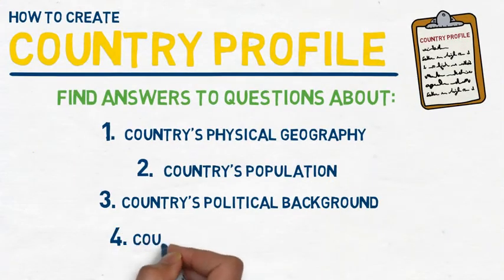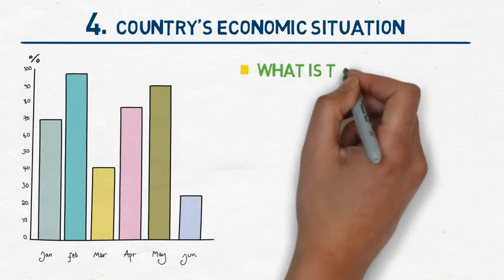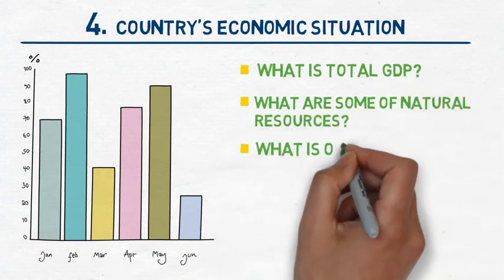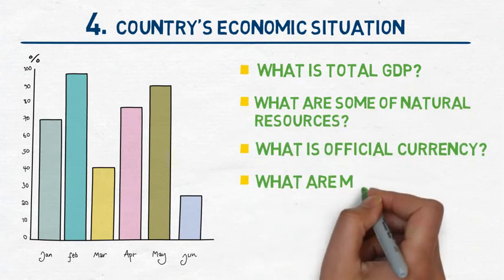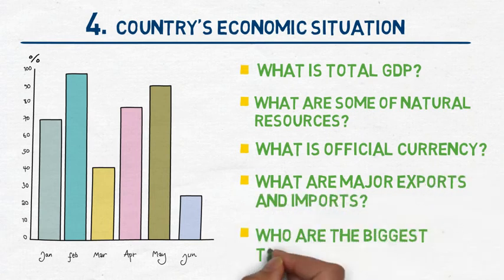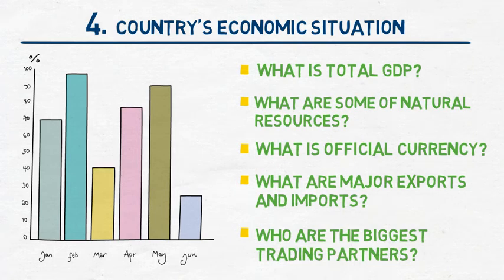And finally, information about the country's economic situation. What is your country's total GDP? And what are some of your country's natural resources? What is your country's currency? What are your country's major exports and imports? And finally, remember to check out who your country's biggest trading partners are, as a trade partner generally equals an ally.